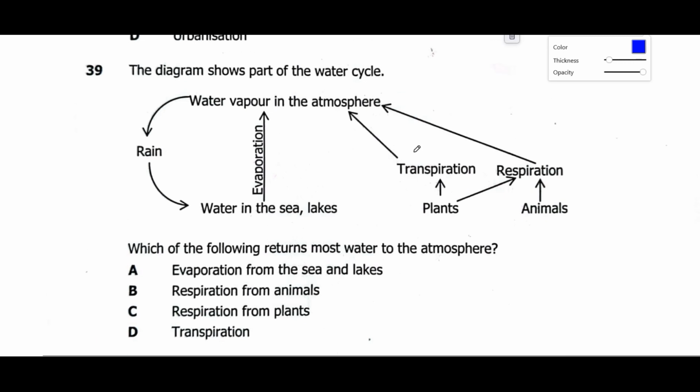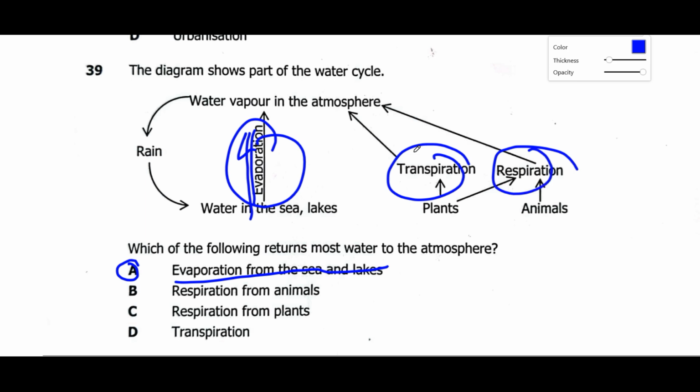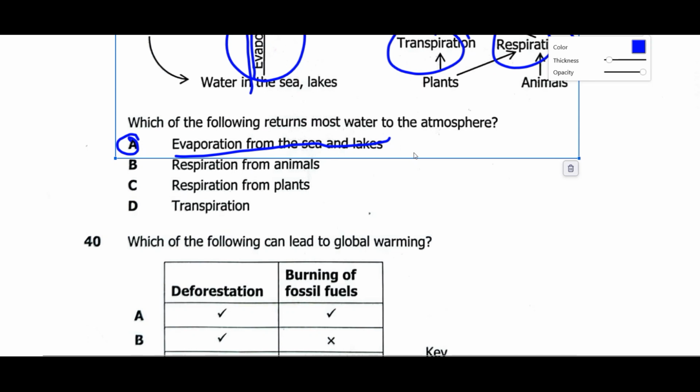The diagram shows parts of the water cycle. Water vapor in the atmosphere. Which of the following returns most water to the atmosphere? So this has to be evaporation from the sea, because transpiration, no. After evaporation, followed by transpiration, then last, respiration. So we move on to the last one.